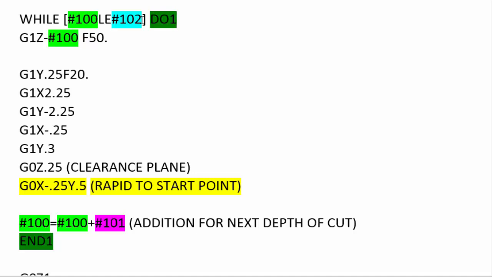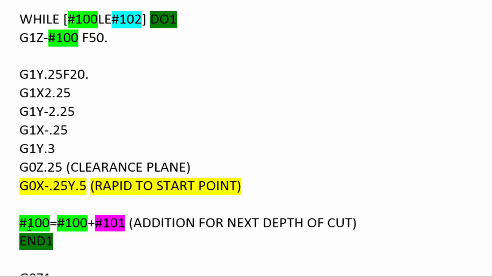Because that statement has not been satisfied, again it moves to the DO 1 and does all the geometry between DO 1 and END 1. So now the G1 Z minus #100 is actually saying G1 Z minus 0.500. Again we mill around our square, we jump up to Z 0.250, we wrap it back to our start point, very important, and then we do the next depth of cut calculation, #100 equals #100 plus #101. So the current #100 is at 0.500 plus 0.250, so now #100 is at 0.750.